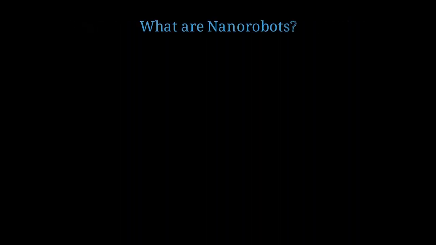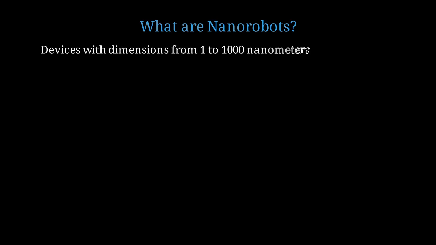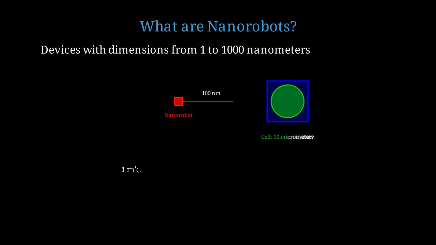First, let's establish what we mean by nanorobots and why size matters at these scales. Nanorobots are devices with at least one dimension in the nanometer range, typically 1 to 1,000 nanometers. For reference, a human hair is about 100,000 nanometers wide. A typical nanorobot might be 100 nanometers in size. That's small enough to interact with biological cells, which are about 10 micrometers, or travel through capillaries.